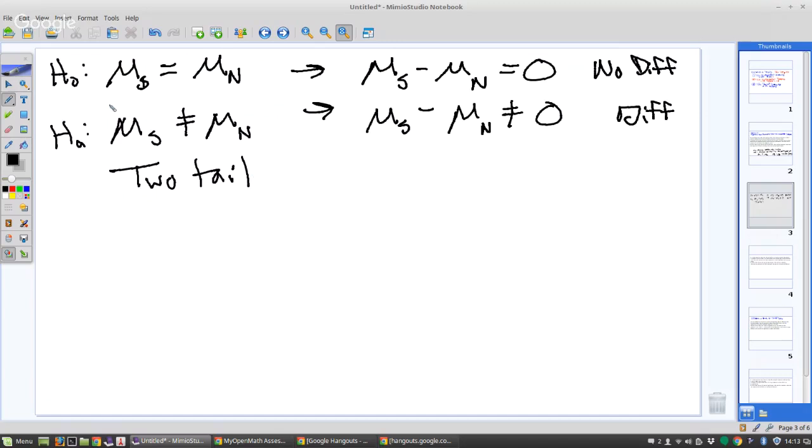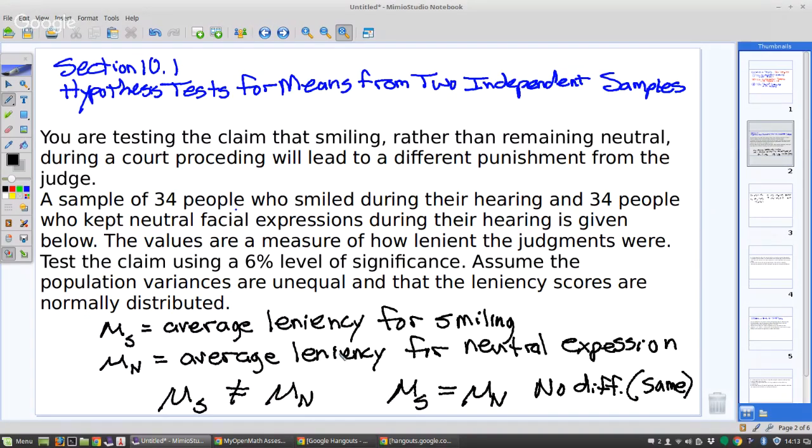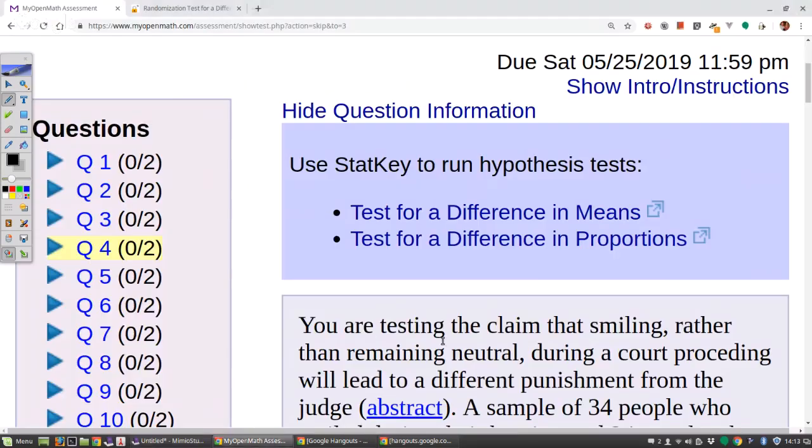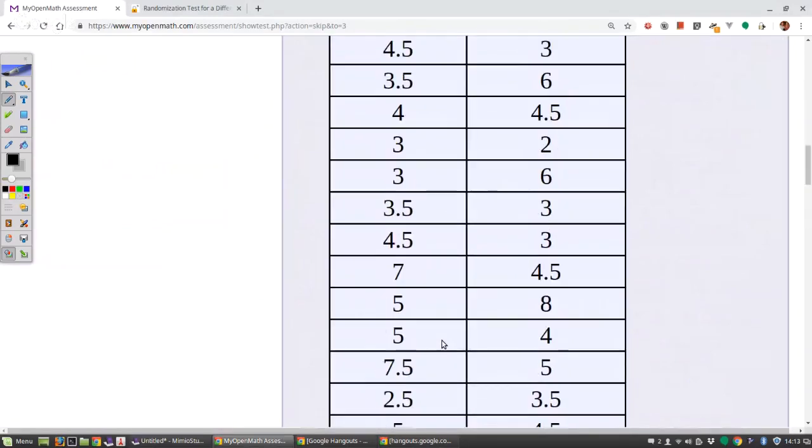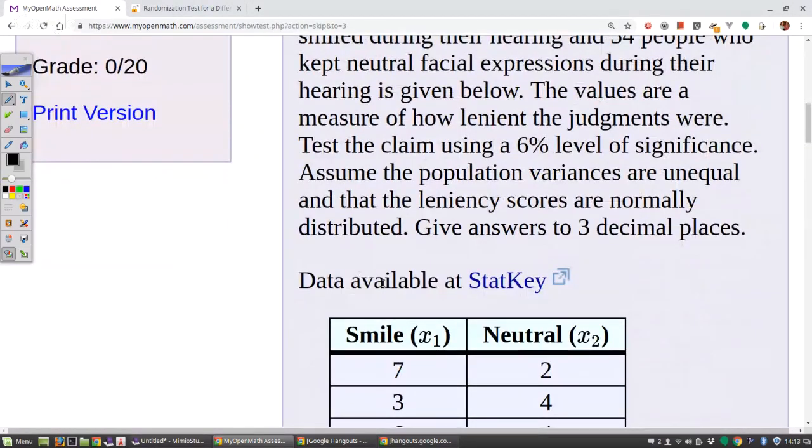All right, so that's the hard part. So again, deciding what your claim is, what your variables are, and what your hypotheses are. Once you do that, StatKey just takes over on the data. So let's let that happen here. Now, although I list the data here, StatKey has it already in there. So I'm just going to jump right to the data available in StatKey.